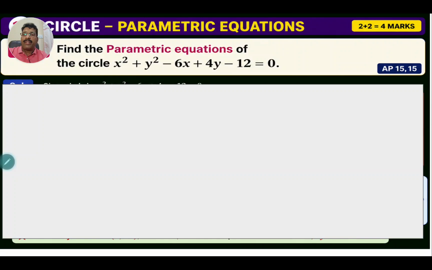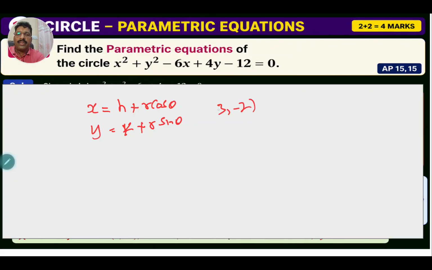Find the parametric equations of the circle. It's very important. x² + y² − 6x + 4y − 12 = 0. Parametric equations of a circle. We know that x is equal to h + r cos θ and y is equal to k + r sin θ. So (h, k) is center here, r is the radius for this circle. So you have to find your center and radius for this circle. What is the center and radius for this circle?